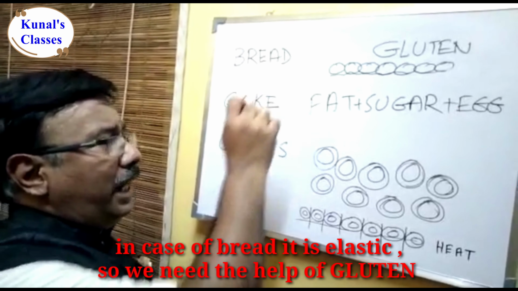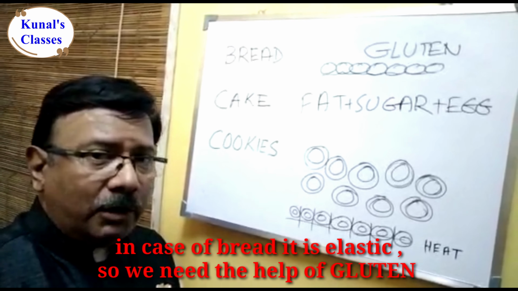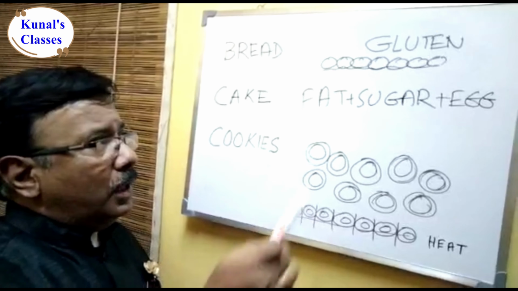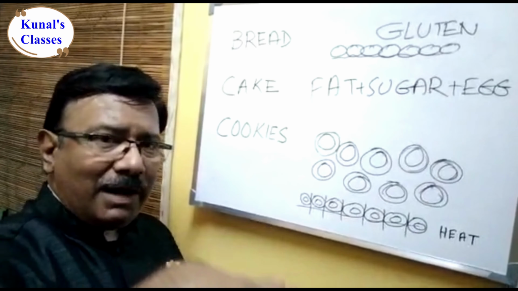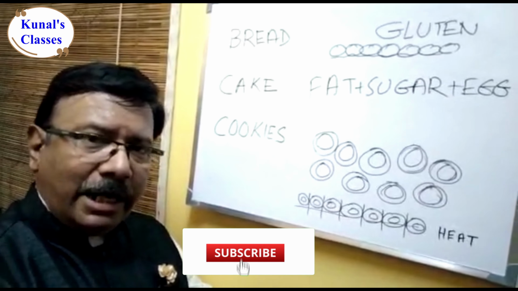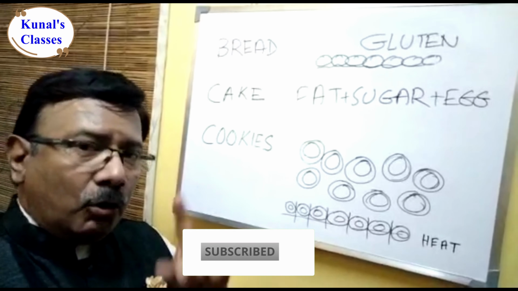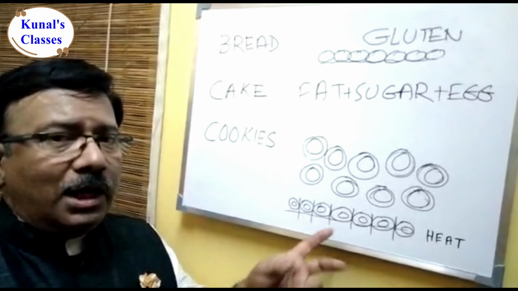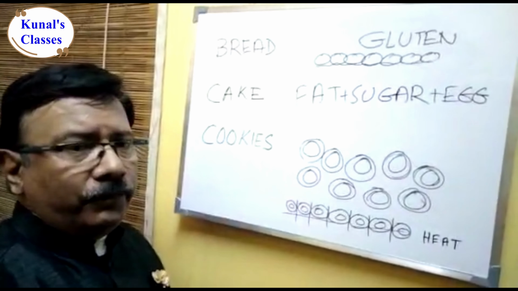Now in case of bread, it is elastic. So we need the help of gluten. We want the gluten to form. This way the gluten will be formed when we have added our moistures and kneaded the dough very nicely. Then what will happen? I told you earlier that all glutenin and gliadin will be converted to gluten and they will form a chain.